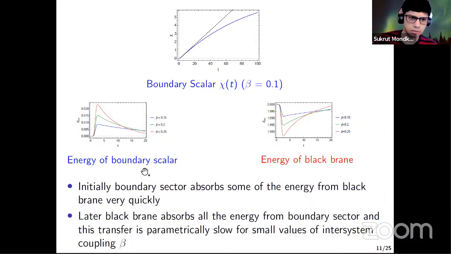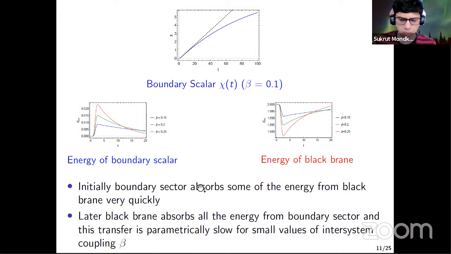The lower two plots are for the energies of the subsectors. The energy of the boundary sector, E kinetic, is half chi dot squared. So at late time, since chi becomes constant, it will go to 0. And as anticipated, all the energy will go to the black brane at late times. As anticipated from the quasinormal mode analysis, at early time some of the energy from the black brane is absorbed by this boundary sector, and this is driven by that unstable mode that I showed you. Whereas at late time, all the energy goes to the black brane, and this late time transfer is driven by this quasi-hydro mode, which is parametrically close to the origin.